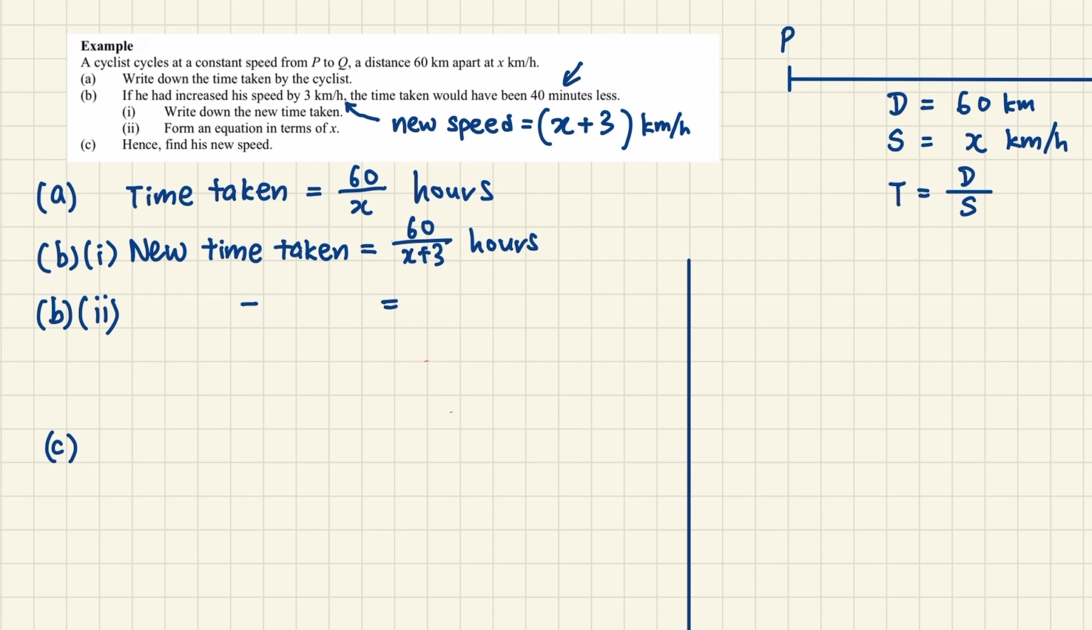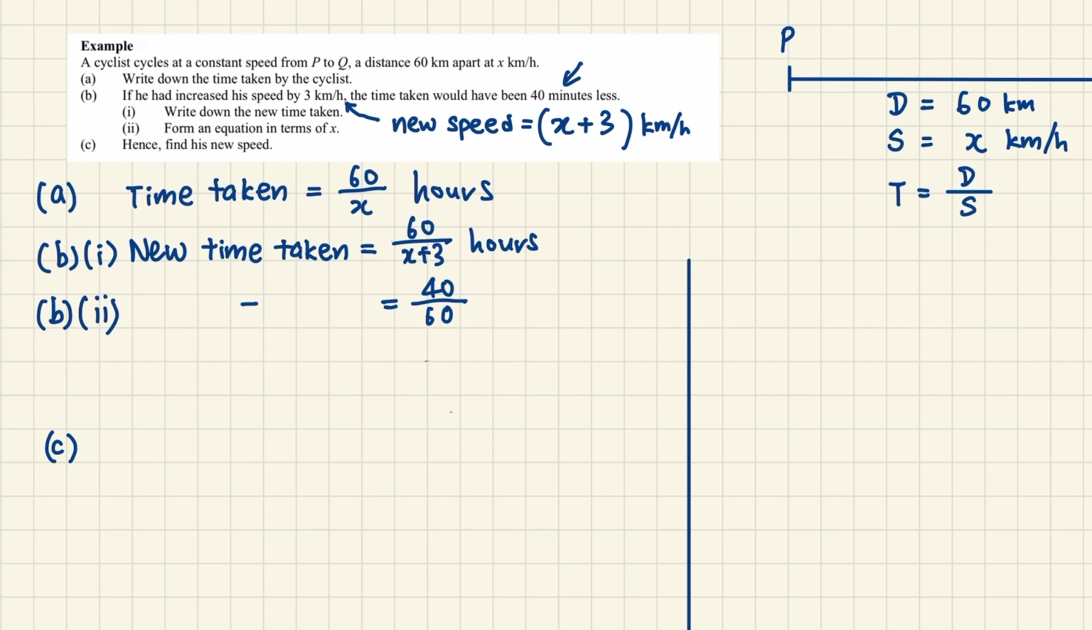Therefore, we are supposed to compare the time taken with the original speed versus the new speed, and we're told that the difference is 40 minutes. Earlier on, I mentioned you need to make the units consistent. So when we formulate the equation, we need to put the difference of the time in hours. So it's 40 minutes divided by 60 to get hours.